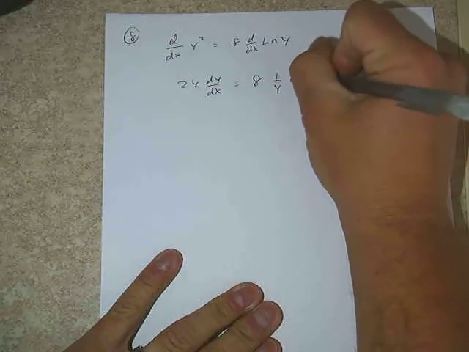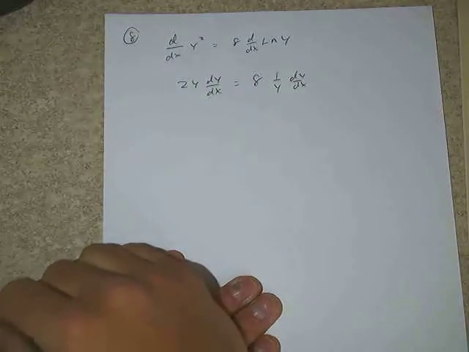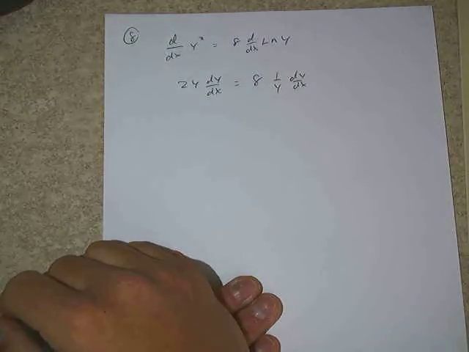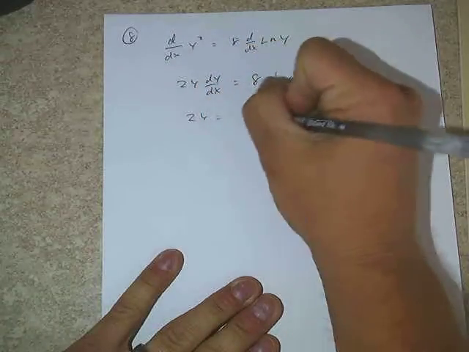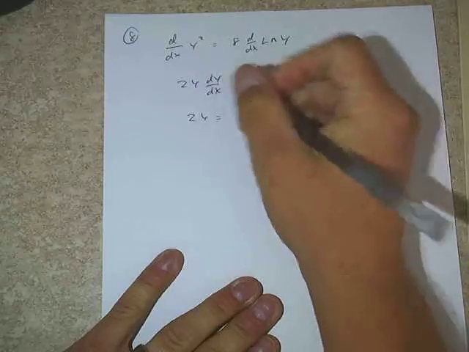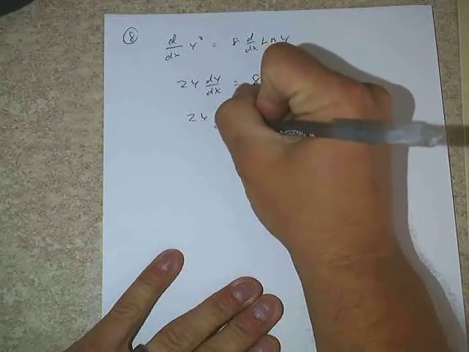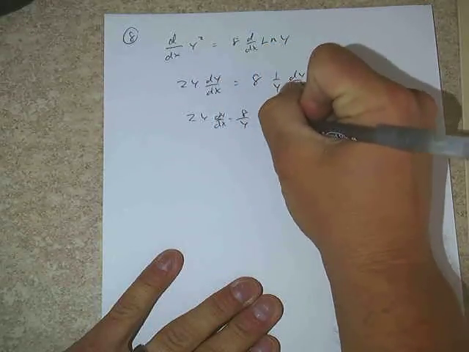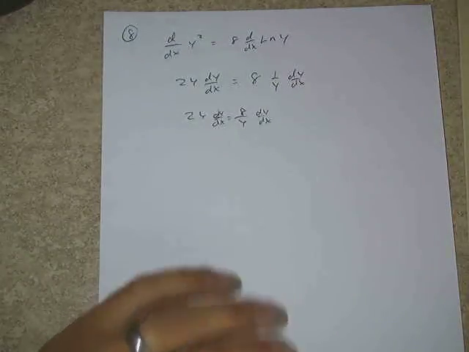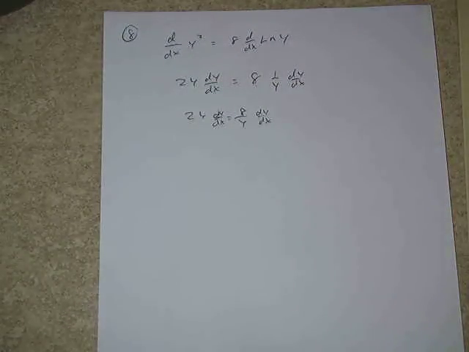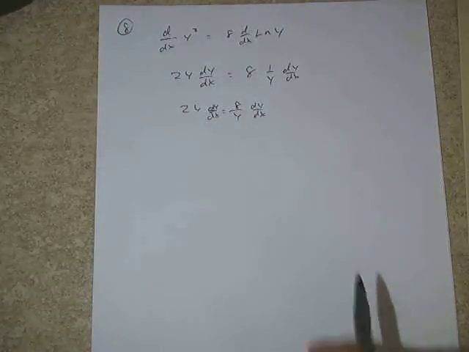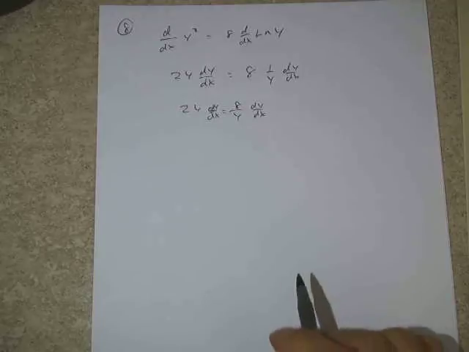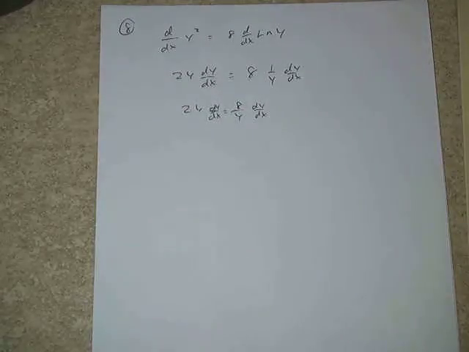Okay, so let's see if we can simplify the left side here. If we do the derivative with respect to x of y squared, we're going to get 2y dy dx. Fair enough? And then over here, we have 8 times the derivative of the natural log of y, which is 1 over y dy dx. So we'd have 2y here, we'd have 8 over y here, and then again we have dy dx.